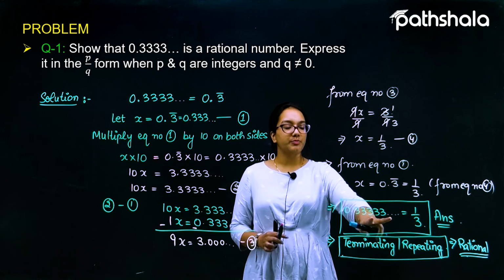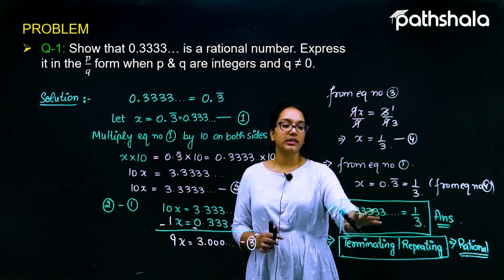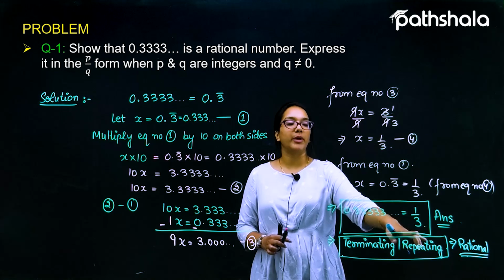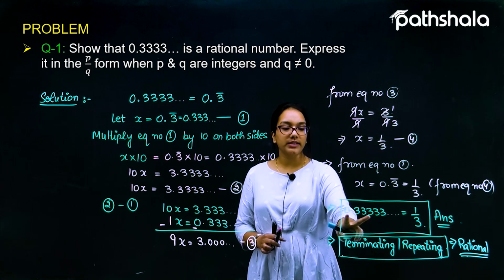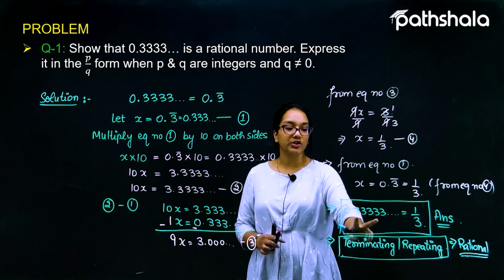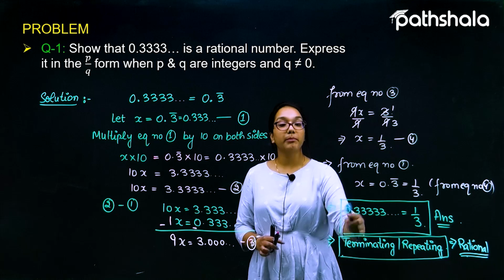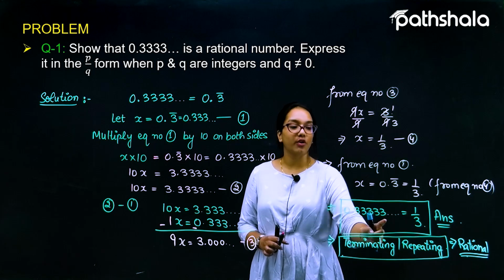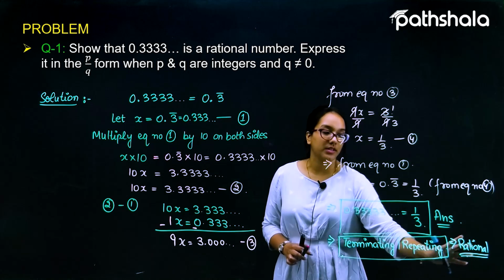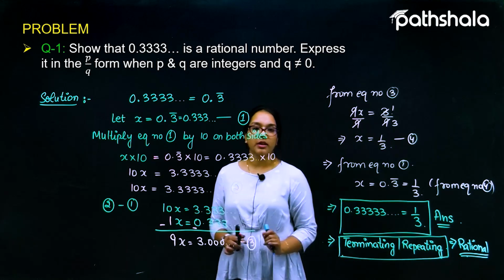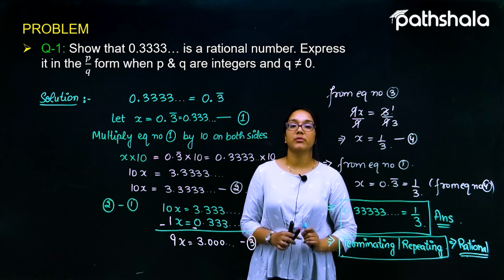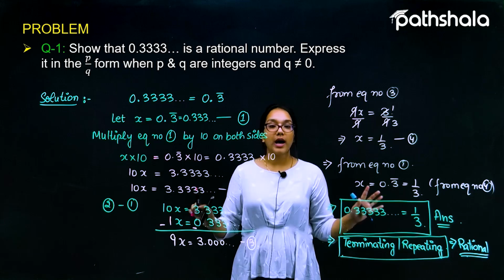From this representation, we know that this number can be represented in the form of 1 by 3, and this decimal expansion is a repeating one, because there is a repeating string of numbers here. Such a number is called a rational number. So this is all about question number 1. I hope the whole answer is clear to you.